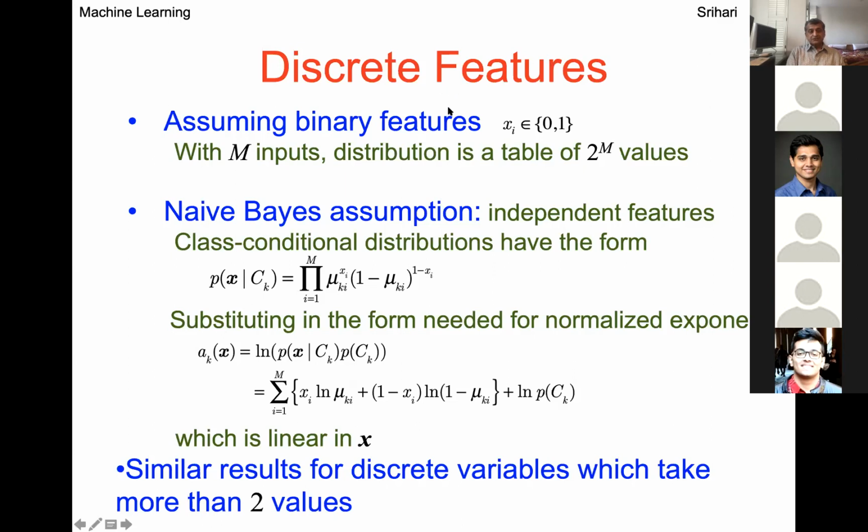Let's begin by assuming binary features. x_i belongs to {0, 1}, so each feature can only be 0 or 1. With M inputs, so it's an M-dimensional input, the distribution is a table of 2 to the power of M values. So we're talking about distributions that can be specified by 2 to the power of M values. We need a table of values: how often does that combination of pixels occur? That's the probability. That's the nature of the probability distribution. And we may make a simplifying assumption here.